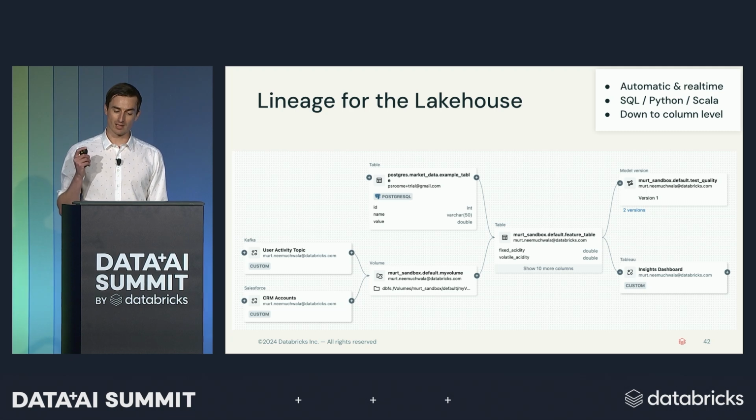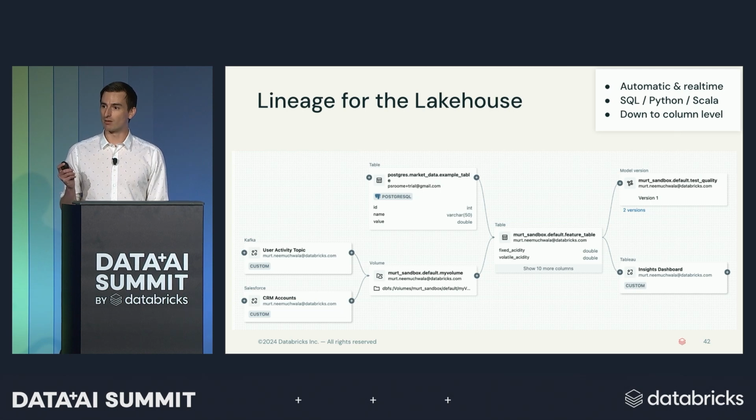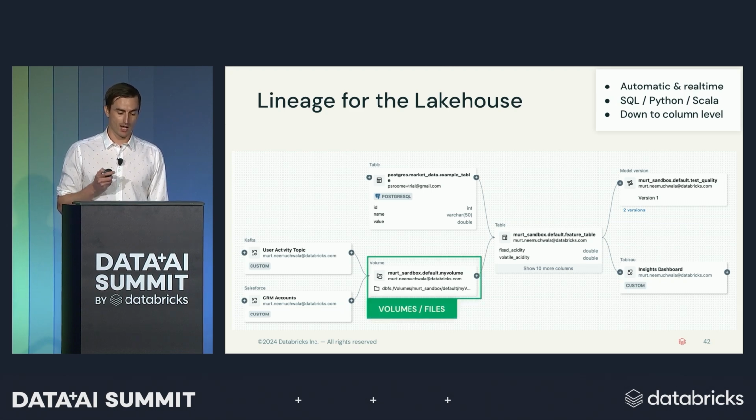So firstly, we collect lineage in an automatic and real-time way. Your users just write queries, and we infer what the lineage should be. It works at SQL, Python, Scala, and down to the column level as well. And we do it across many different types of assets.